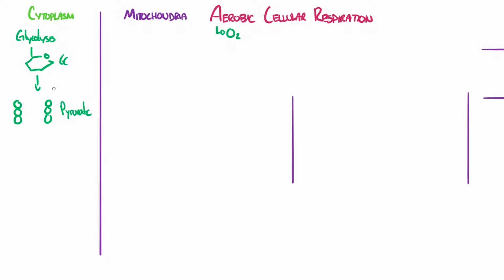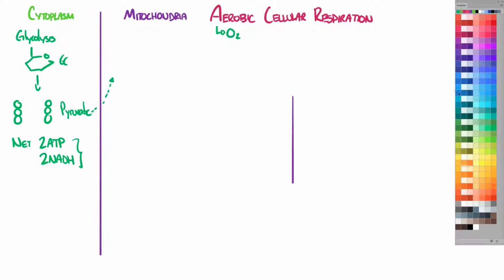In the process of making our pyruvate, we are going to generate a net gain of 2 ATP molecules, and we're also going to generate 2 NADH. This is very important when we tally up the total number of ATP produced by aerobic cellular respiration. So we have pyruvate. Pyruvate's going to enter the mitochondria.